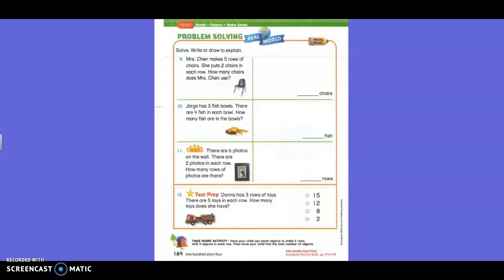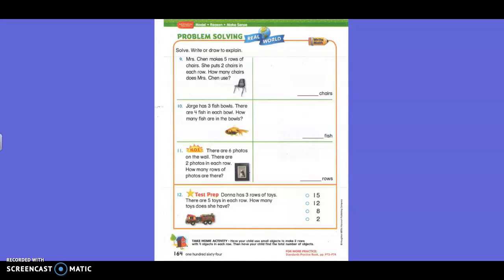Okay, boys and girls, on number 9, Miss Chen makes 5 rows of chairs. So you need to draw 5 rows. She puts 2 chairs in each row. You need to make sure on each row there's 2, and then count them, and then put how many are in there. George has 3 fish bowls, so I would draw 3 fish bowls. There are 4 fish in each bowl. Draw 4 fish in each bowl. How many fish are in the bowls? You can count them, okay?